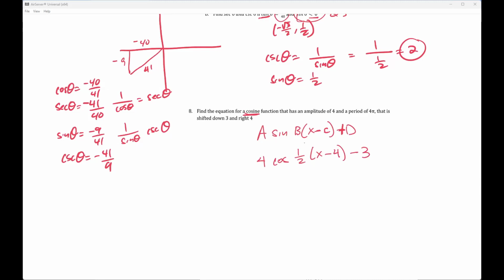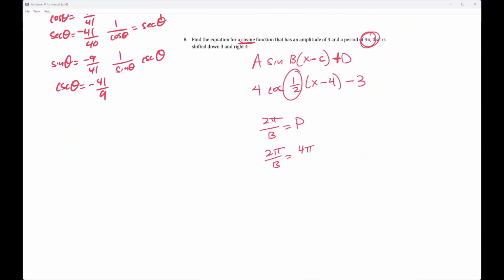How did I get 1/2? Because remember, it's 2 pi over b is equal to the period. If the period is 4 pi, 2 pi divided by what number equals 4 pi? And so it has to be 2 pi over 1/2. That would equal the 4 pi. Okay.